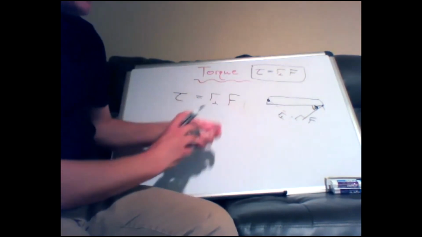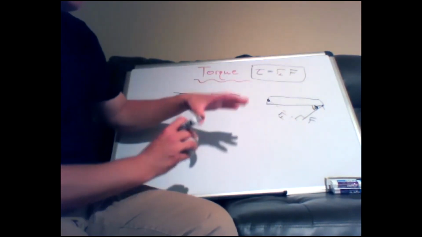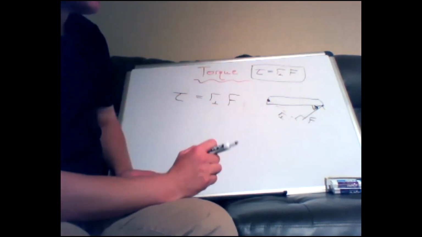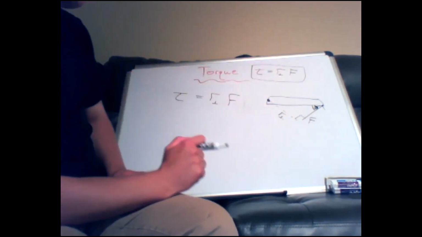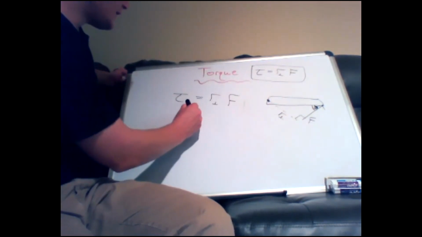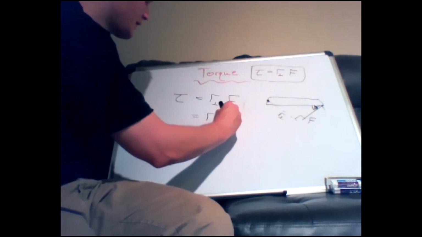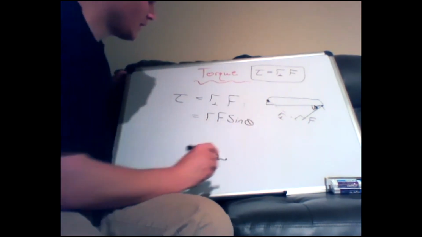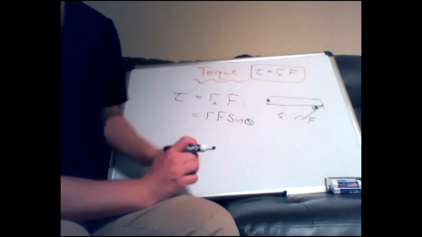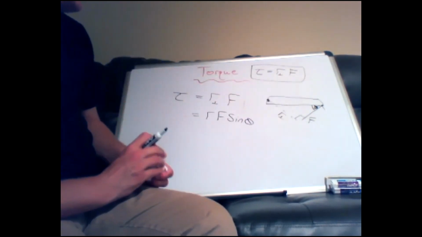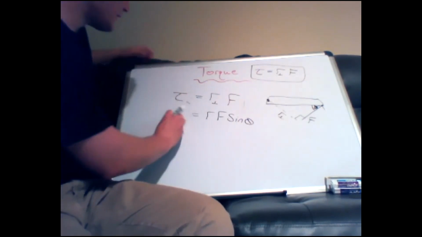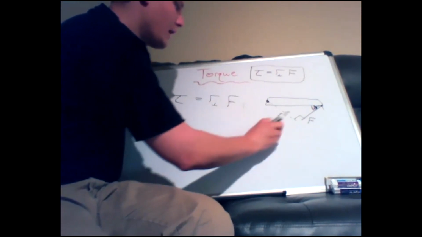But either way, we'll get into some more problems involving forces that are at angles. But this is the equation for it. It's the perpendicular part. You'll also see this written as the radius times the force times sine theta. Sine theta represents this angle right there that I drew. And so, okay, let's go back a little bit before we get to anything with angles.